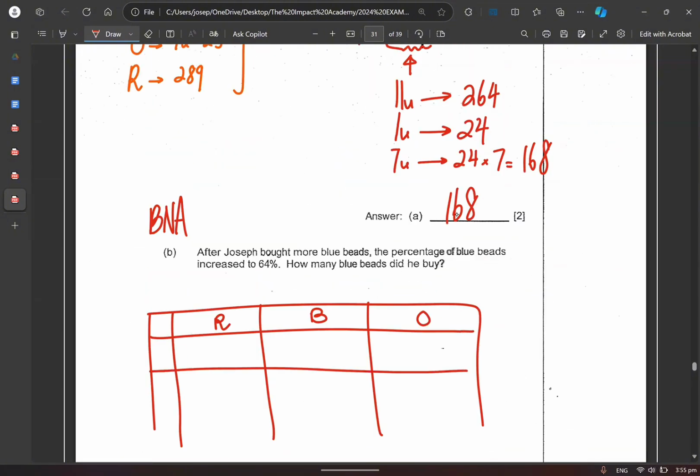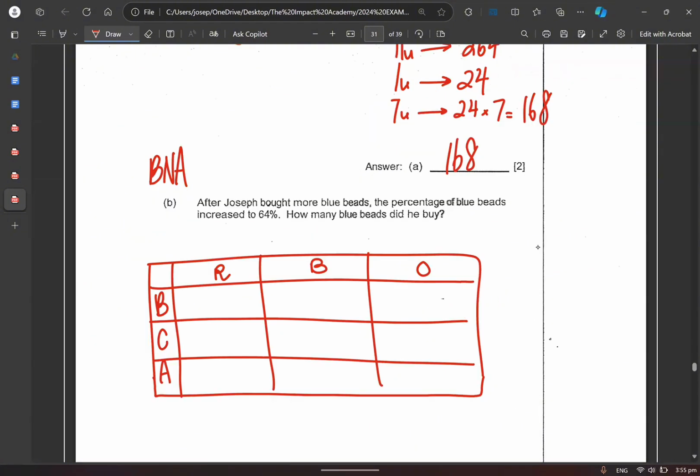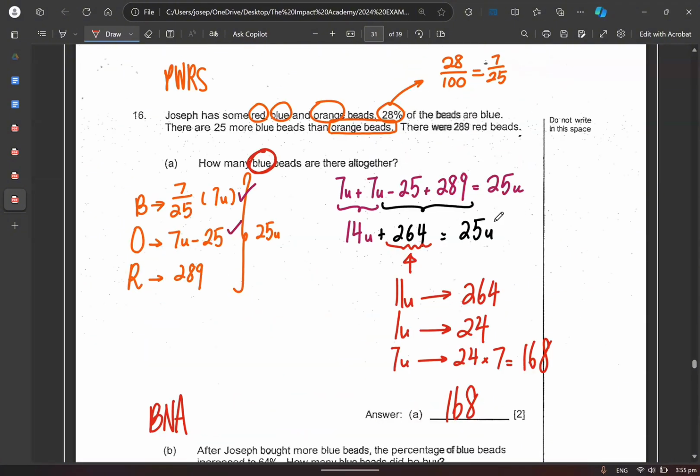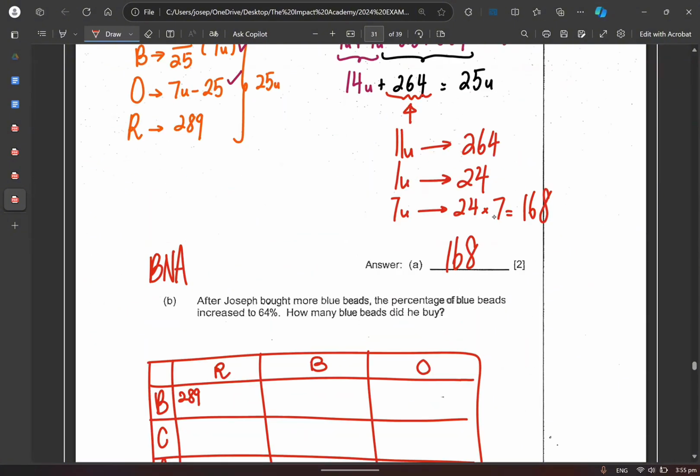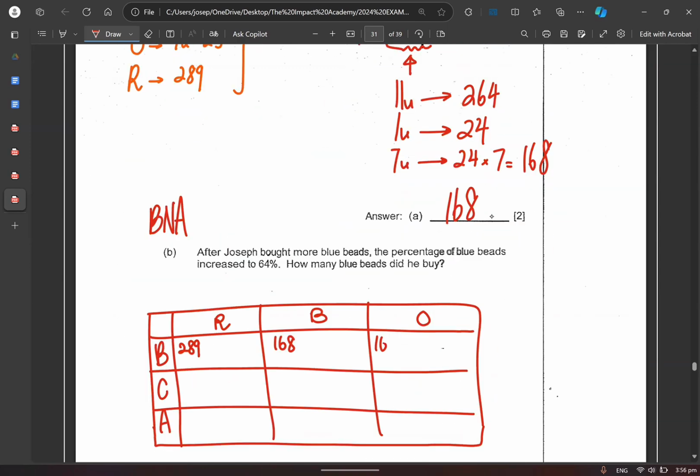Okay, you want to make sure your tables are drawn nicely. You have a before, change, and after. Well, how many do I have for my red? I know my red is 289. For my blue is already found to be 168. For my orange will be 168 minus away 25.